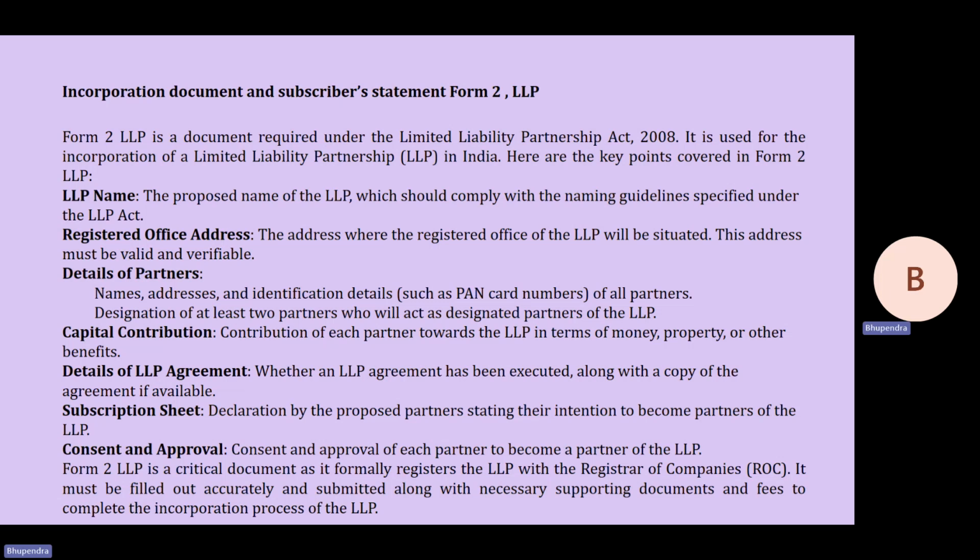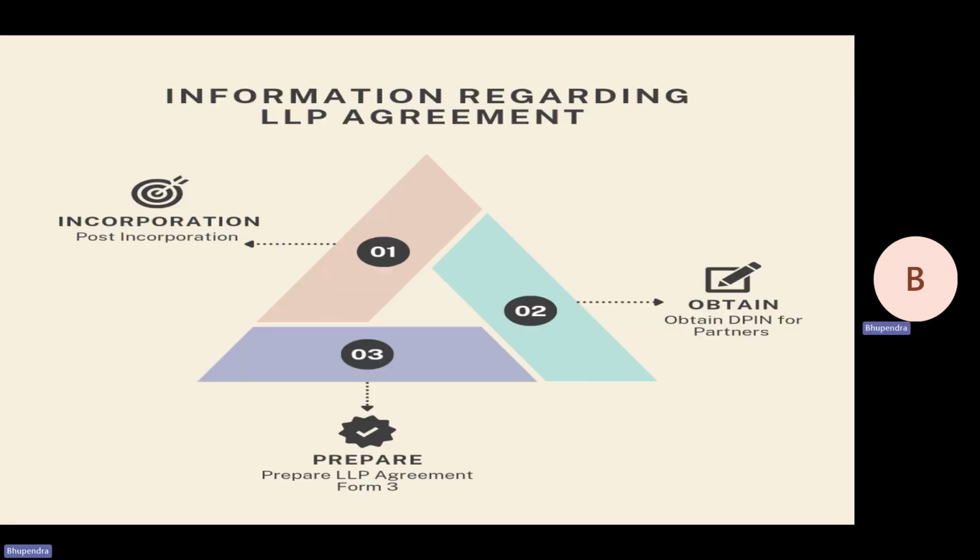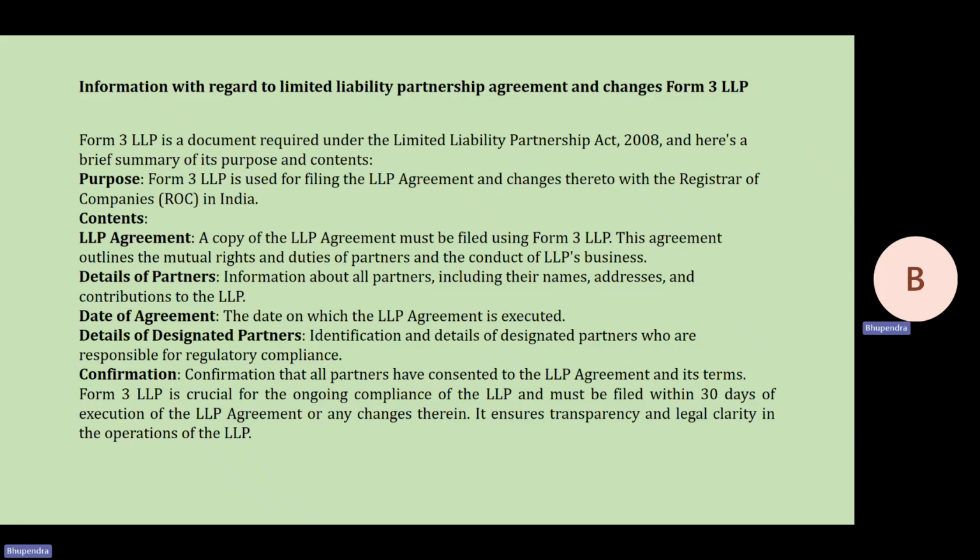Moving further, information regarding the LLP. First is about the incorporation. Second, we need to obtain the DPIN for the partners. Third, we need to prepare the LLP agreement in Form 3. Now, let's run through Form 3 of the LLP. Form 3 LLP is the document under the Limited Liability Partnership Act 2008. And here is a brief summary of some purpose and content. Purpose: Form 3 LLP.